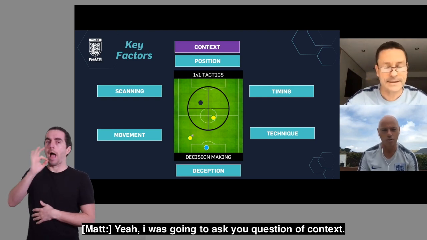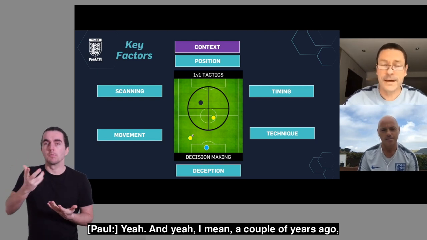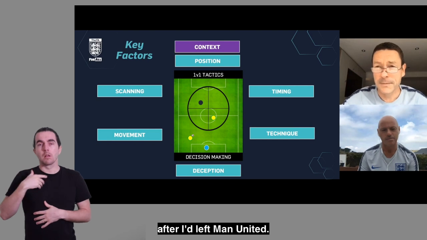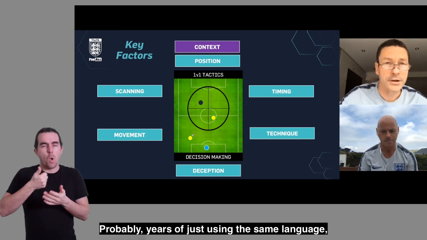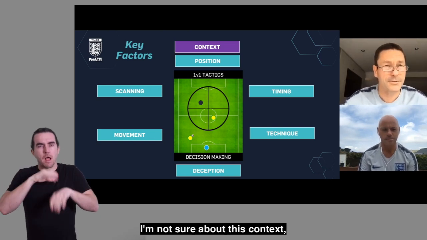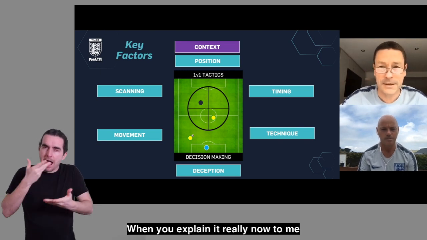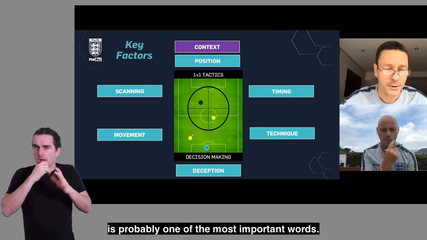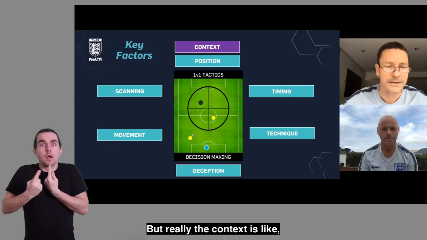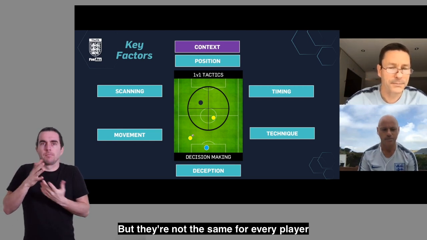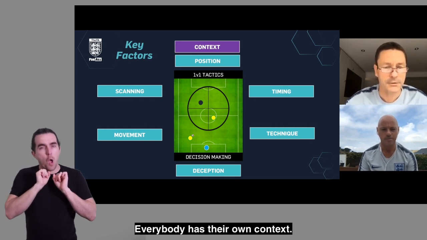Context. Yeah, context is... I was going to ask you a question about context. A couple of years ago, after I'd left Man United, probably after years of just using the same language, I said to someone, I'm not sure about this, context doesn't sound like football. But when you explain it, to me now, it's probably one of the most important words. You may use your own word for it, but really context means all these things are vital, but they're not the same for every player, because every player is different. Everybody has their own context.